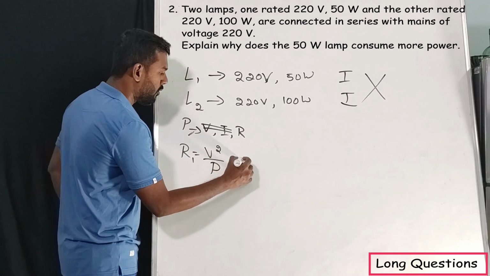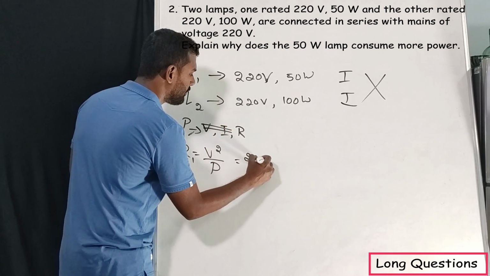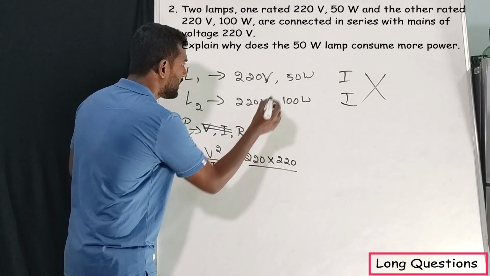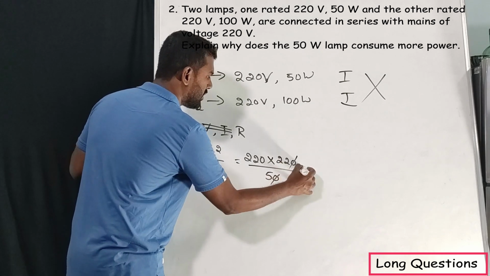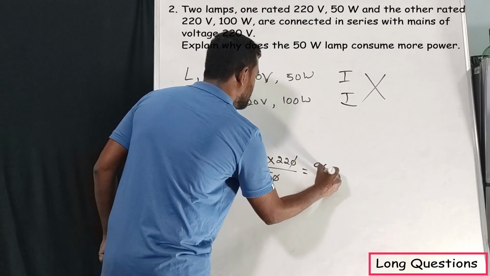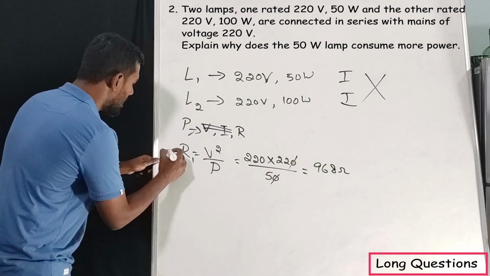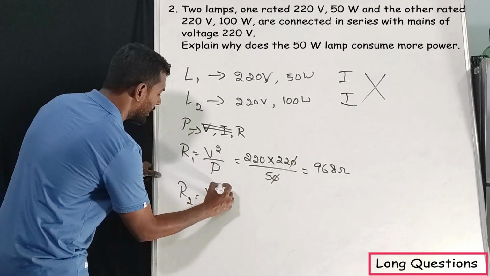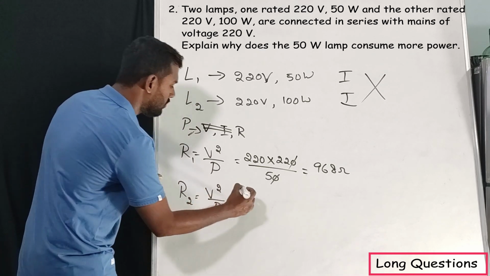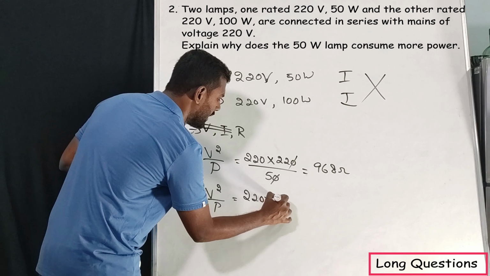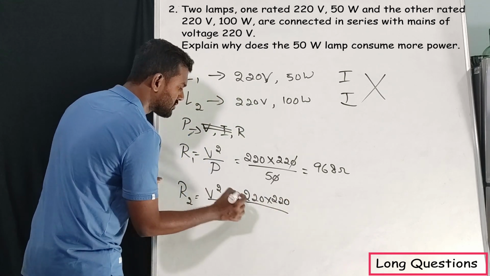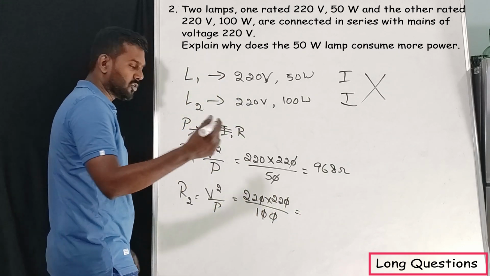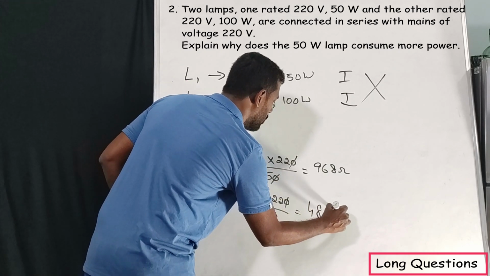This we have learnt earlier. What is the voltage given? 220 squared, right? Divided by power, which is 50. So answer will be 968 ohm. In the second case, for the second lamp we find the resistance. Again same formula. Voltage is same, 220 into 220, divided by 100. So 220 square by 100 is nothing but 484 ohms.